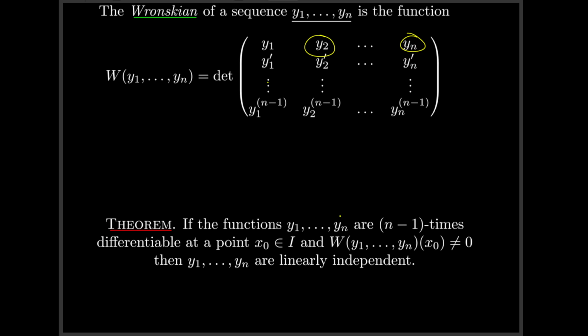And that theorem is just that the functions y1 up to yn are linearly independent if there is a single point for which the Wronskian is non-zero.